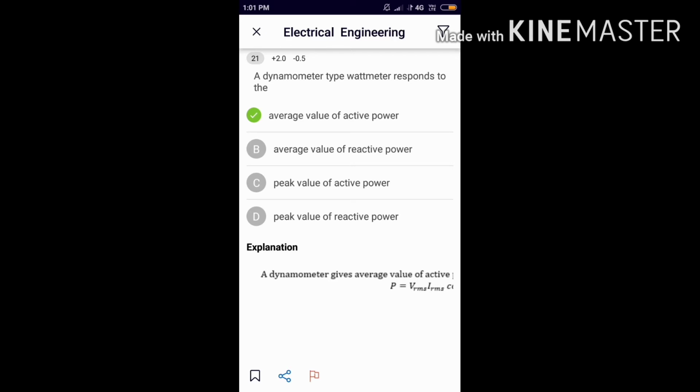Next, a dynamometer type wattmeter responds to the average value of active power. This is very important. See this formula also: power is V RMS I RMS cos phi. This is the power formula, V I cos phi.